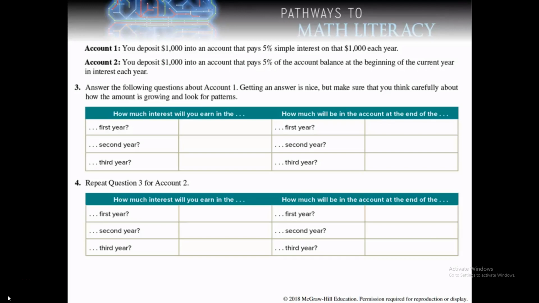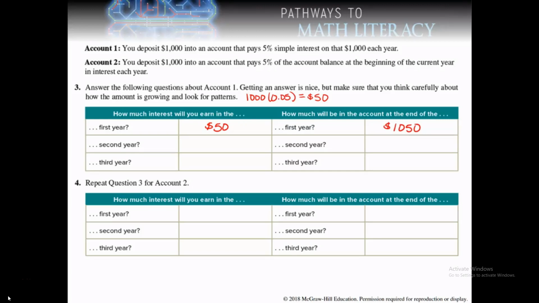In number three, we're thinking about the account that's earning simple interest. You deposit $1,000 and it pays 5% simple interest each year. So that means that in the first year, you will earn 5% of that $1,000. So $1,000 times 0.05 means we are earning $50. So that's going to be $50 that we earn in the first year, which gives us now a total of $1,050 because we've added the $50 onto the $1,000 that we started with.